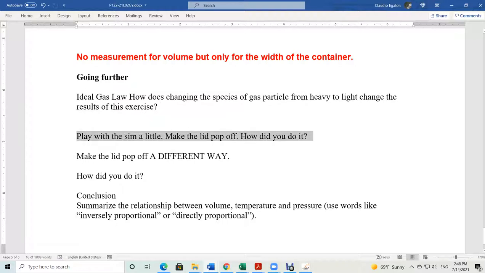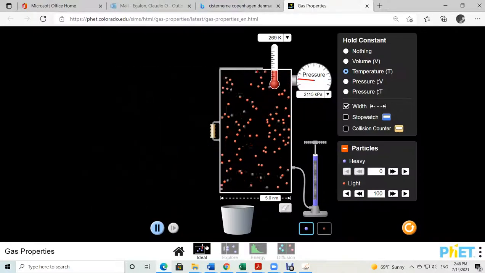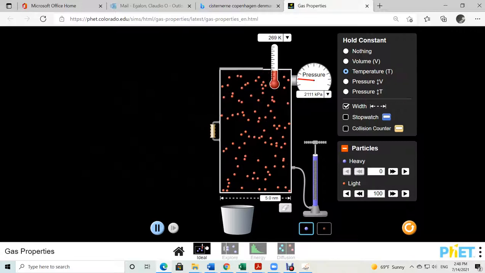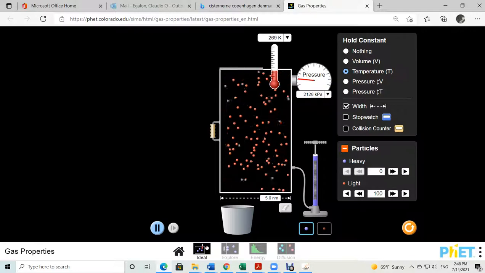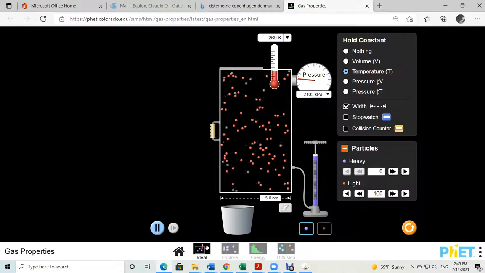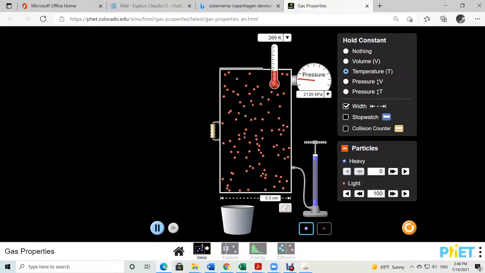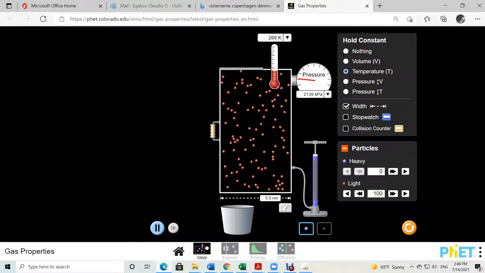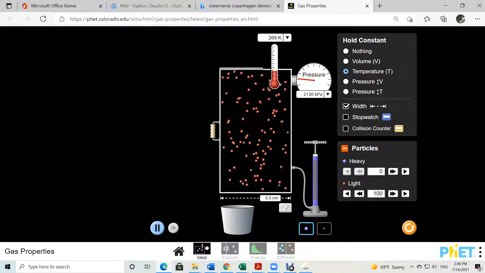Play with the sim a little bit, make the lid pop off. How do you manage to pop off the lid? I'm going to show you one way. I'm going to compress this gas so the pressure increases. The way to pop off the lid is to increase the pressure. This container may have a limit of how much pressure it can handle. In real life, something like that happens. Containers out there don't hold pressure forever.